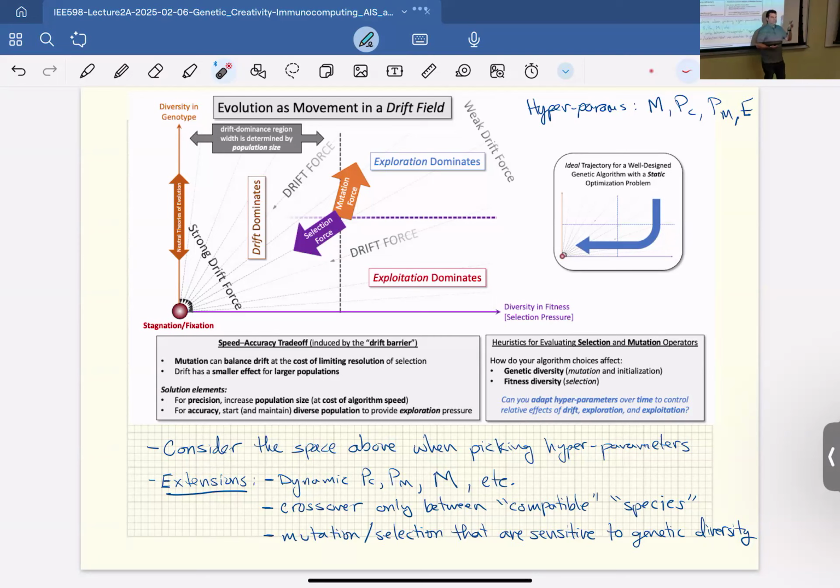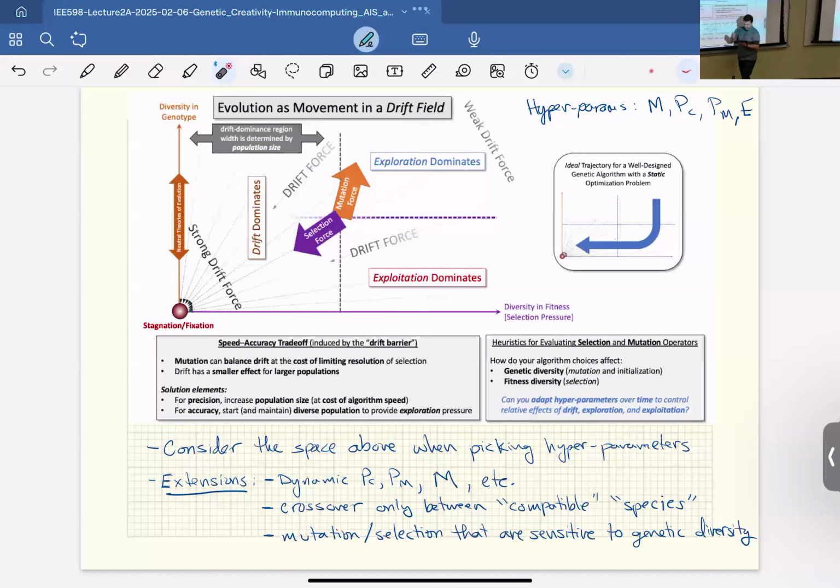Do I need to create sort of subspecies or species inside my genetic algorithm where I only get mating within the species? That way I've got species that compete with each other for access to the community, but they only recombine within their own species. That's another extension of the GA.